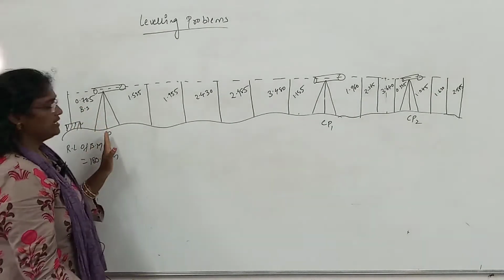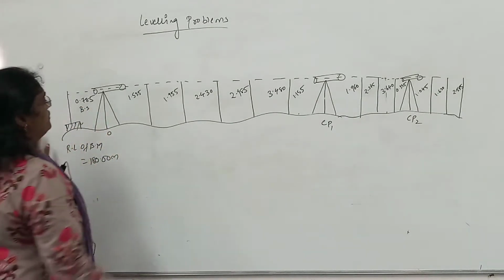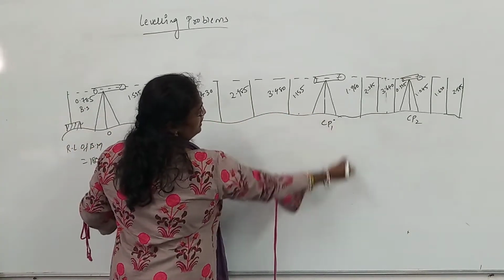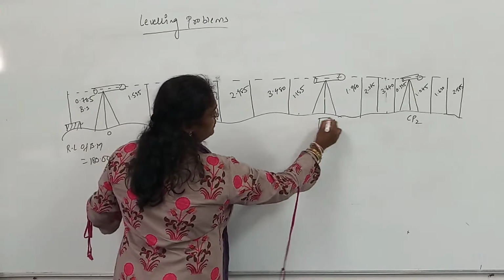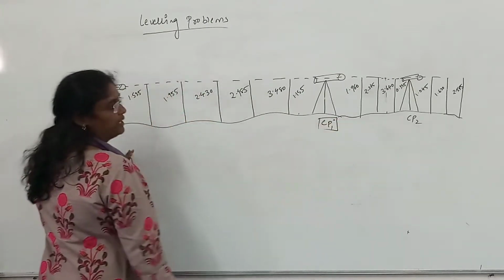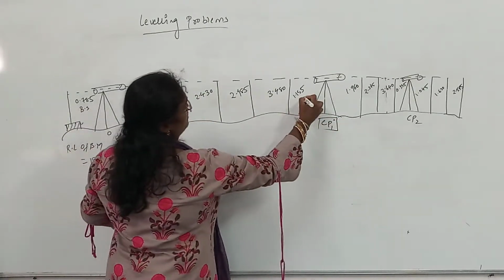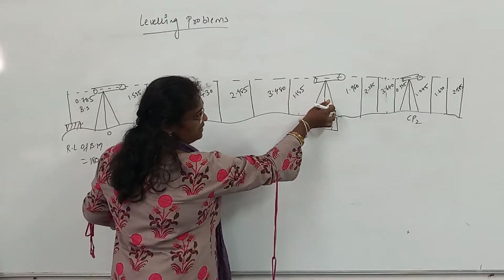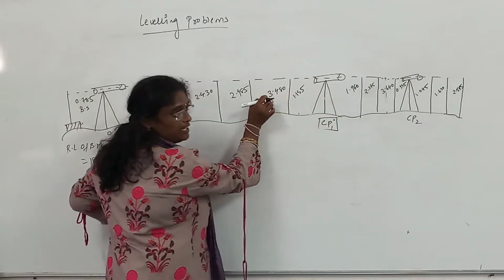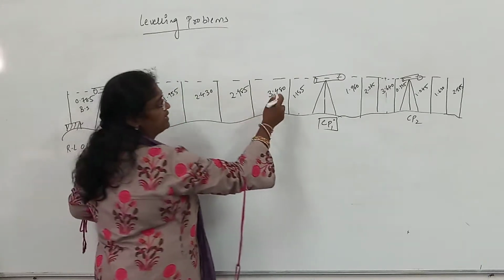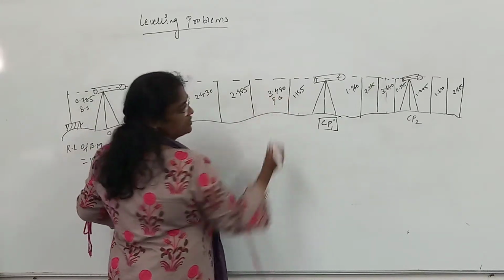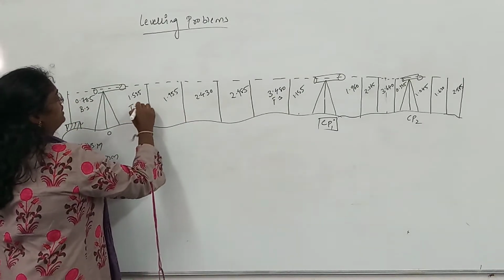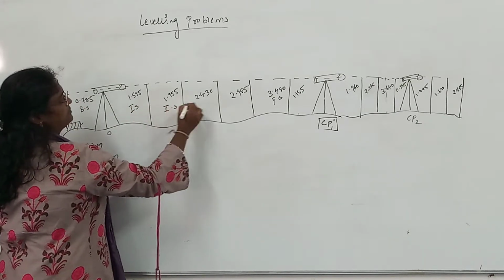Next, here is your instrument. Here you have shifted the instrument. Here the change point is nothing but the first shifting of the instrument. The last value which you take before taking out the instrument will become the foresight. All the values in between foresight and backside will be intermediate.